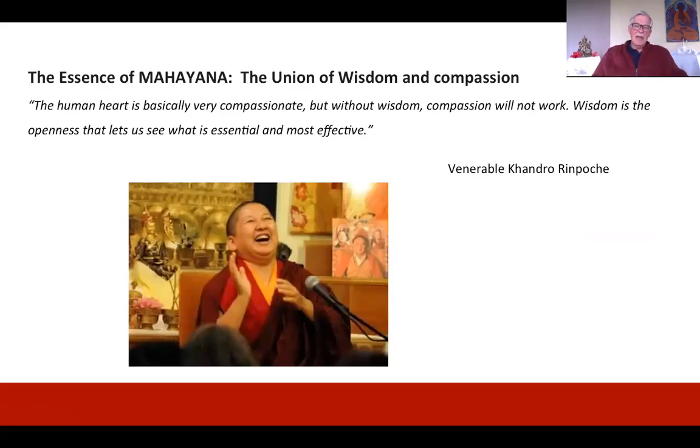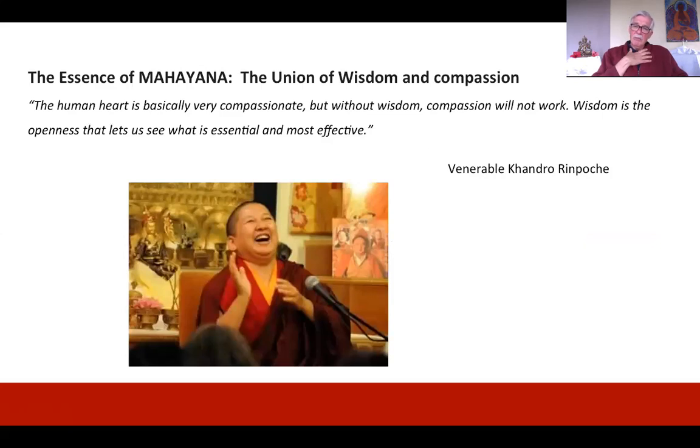Finally, what's the essence then of this Mahayana path? His wonderful teacher, Khandro Rinpoche, said the human heart is basically very compassionate, and it is. People want to love. They want to be loved. People want a happy family. People want respect. Everybody actually wants to love others. Think about it. Even Hitler wanted to love others. Didn't know how. Possessed by horrible thought processes. Deep suffering. The human heart is basically very compassionate.